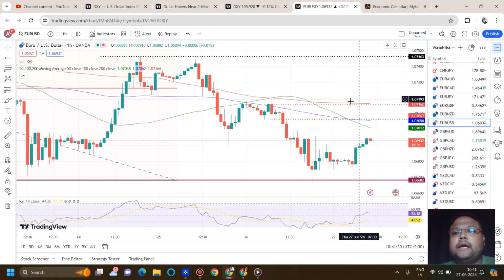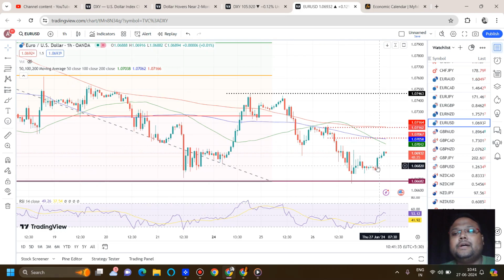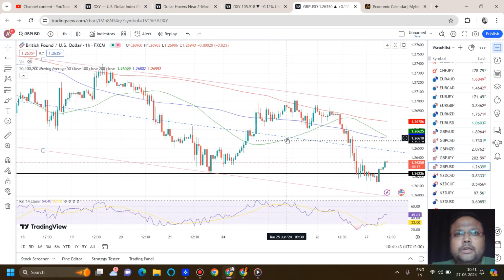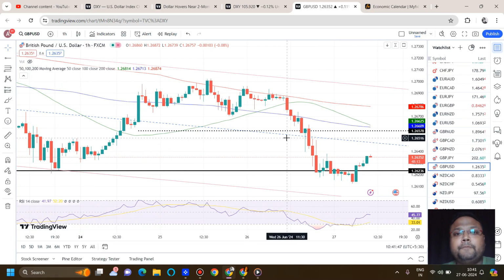So we can look for a sell around these two areas before the US session, or we can look for a sell below 1.0666 after the US session. Now let's look at the chart of GBPUSD. On GBPUSD, usually we have a similar picture, but today's picture is a little bit different.